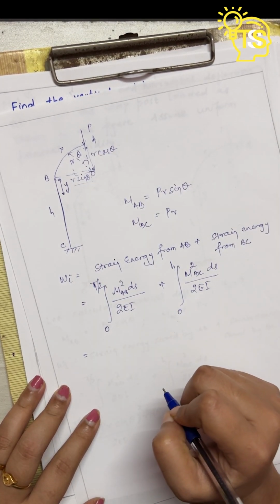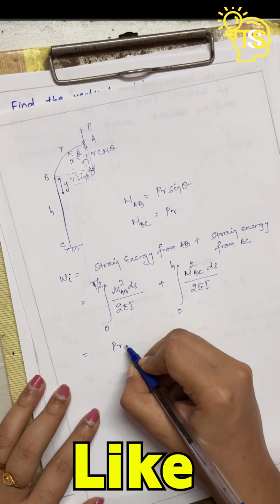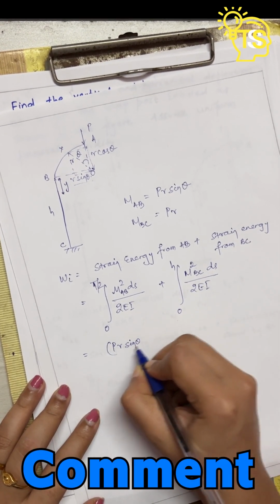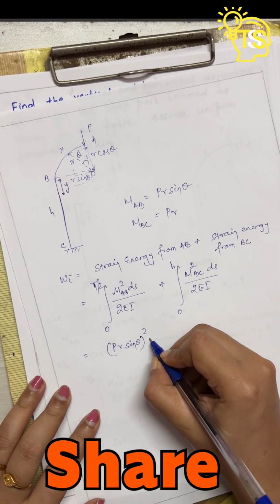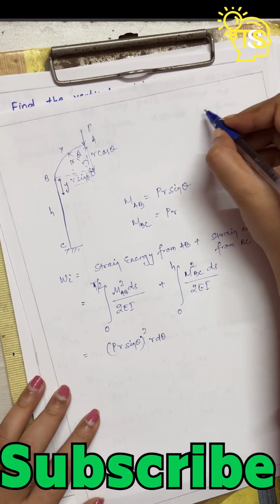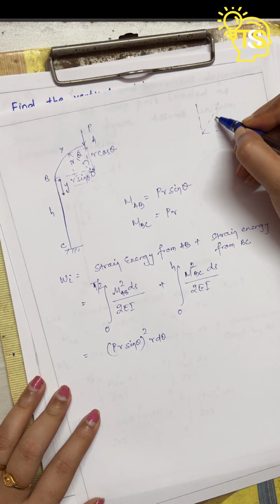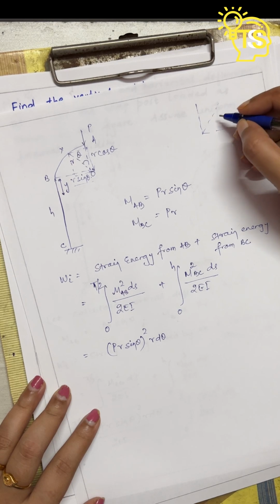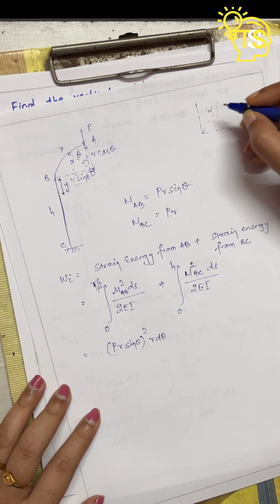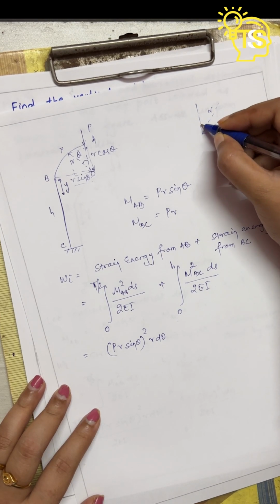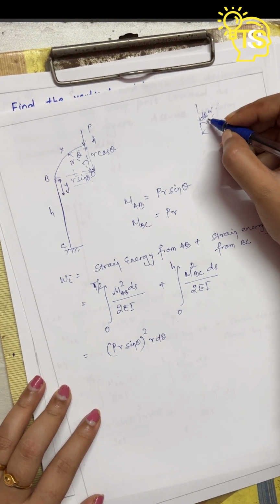Now let's put the value of moment AB. We will get P r sin theta square. Here in the place of ds we will write r d theta, because suppose this is a triangle. Suppose this is a perpendicular distance. Here the length is r. Let's consider this is d theta. Here the angle is very small, that is d theta.